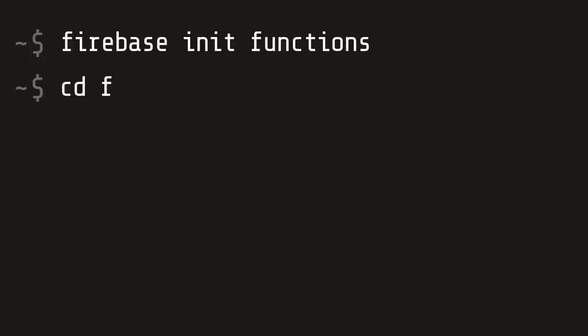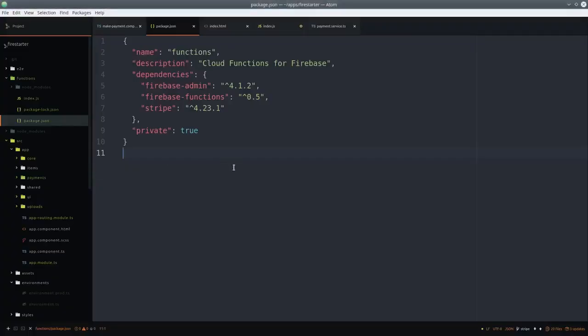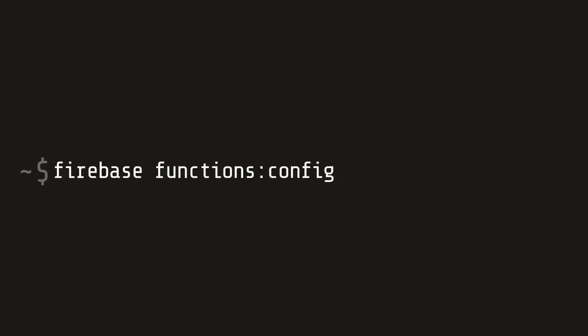Run firebase init, and then cd into the functions directory. Then run npm install stripe with the --save flag to save it to the local project. Your package.json file should look something like this. And from here, we need to set an environment variable with our Stripe API key. Run firebase functions:config:set stripe.test_key followed by your own Stripe API key. Check out the link in the description to just copy and paste this command.